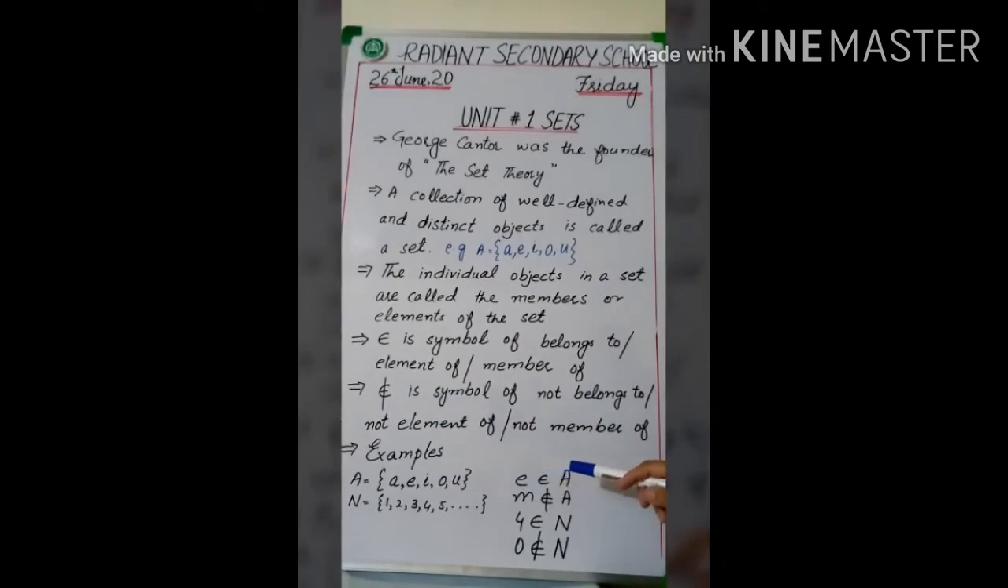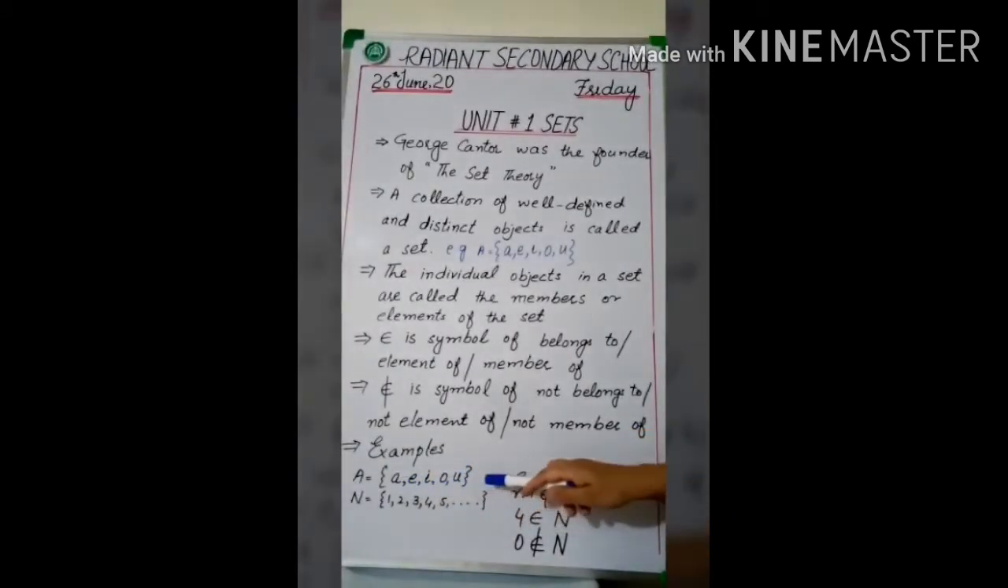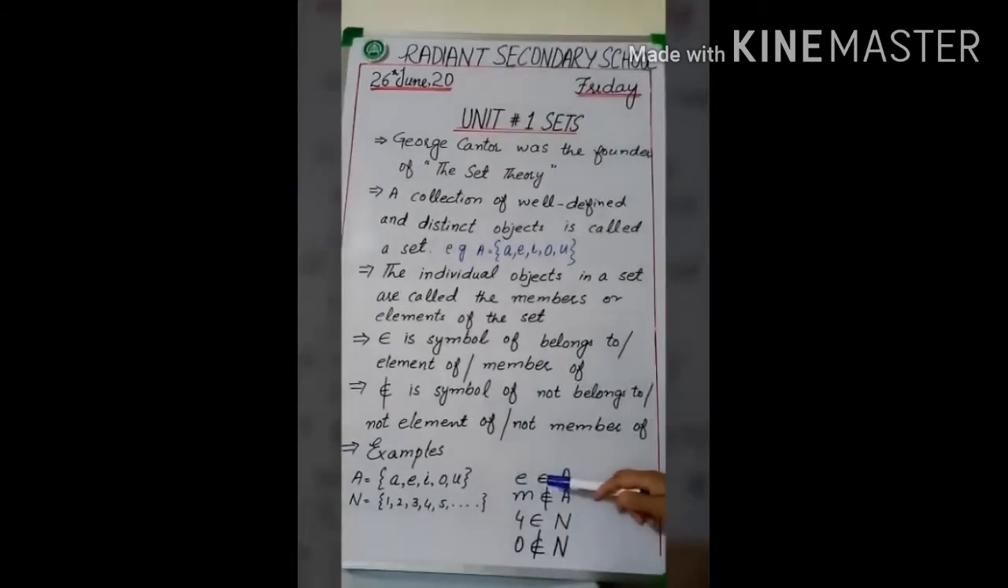Here I have written 2 examples to explain these symbols. The first example, A is the set of vowels A, E, I, O, U. All these 5 objects are the members or elements of this set A. So when you write the statement that E belongs to set A, yes, E is present in the set A, so this statement will be true. And when I say that small m is not a member of set A, yes, it's true because m is not a vowel. So this statement is also true.